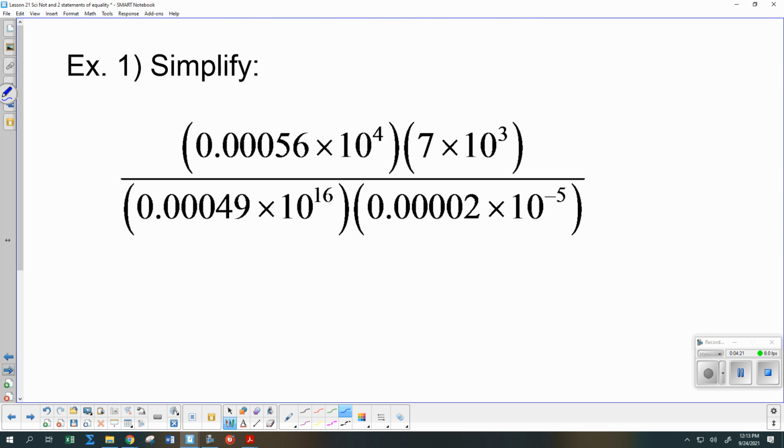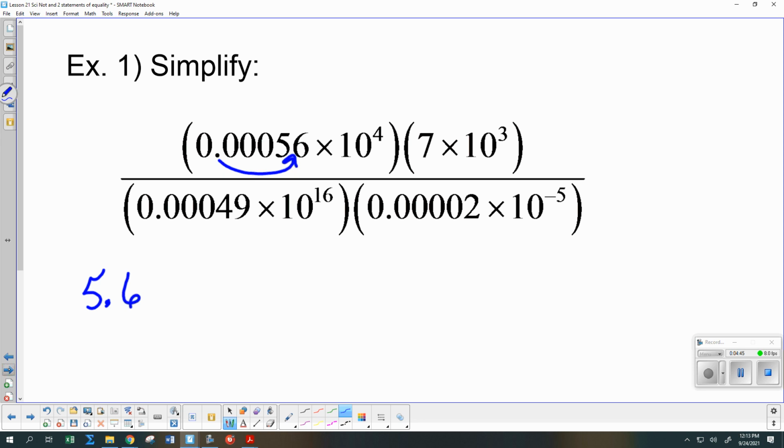So, for this one, I'm multiplying in the top, I'm multiplying in the denominator, and then I have to divide the numerator by the denominator. So one way you can do this when your calculator is dead is write these in scientific notation. So this should be 5.6 times something.